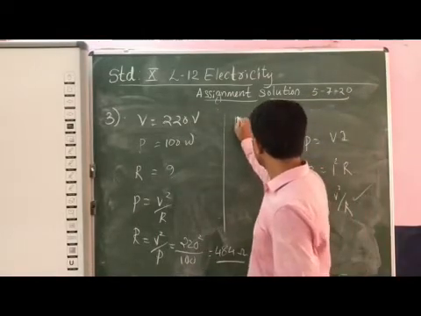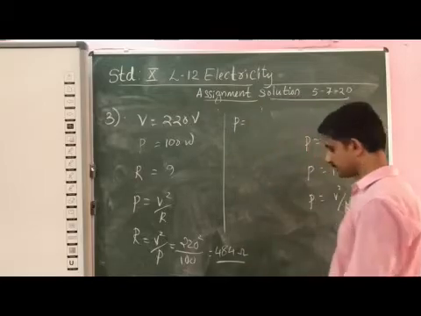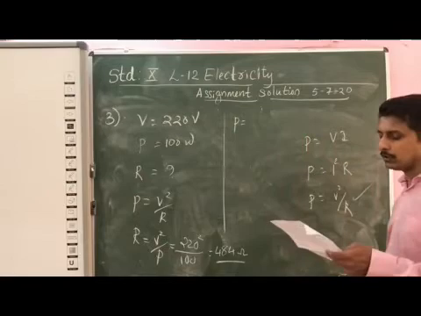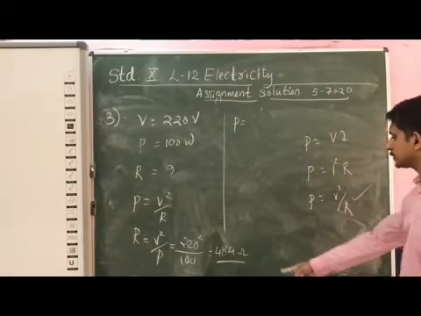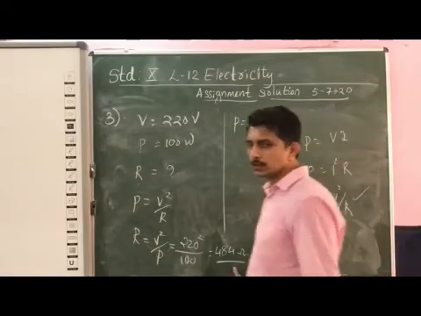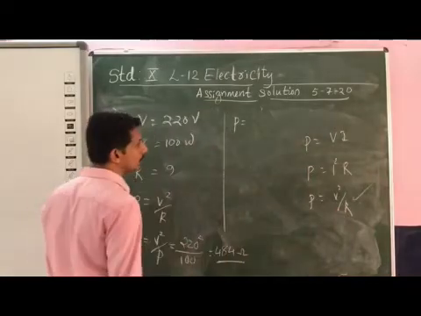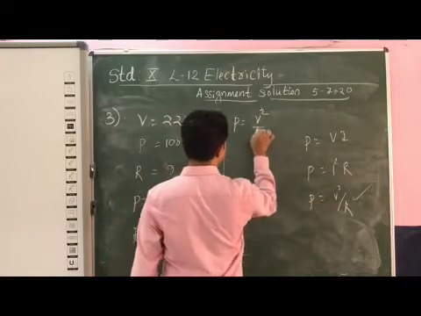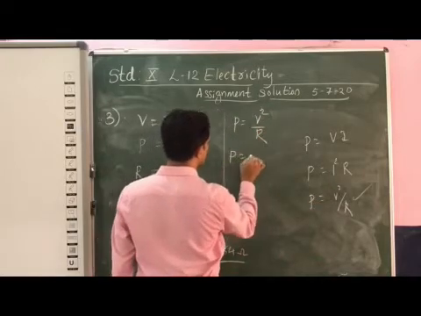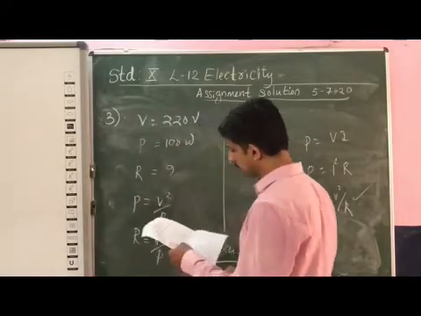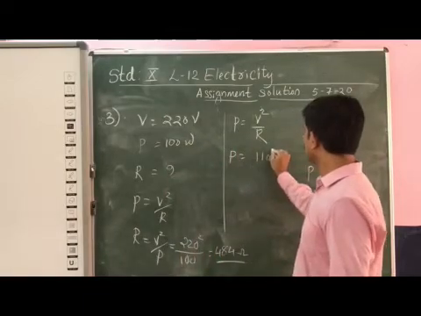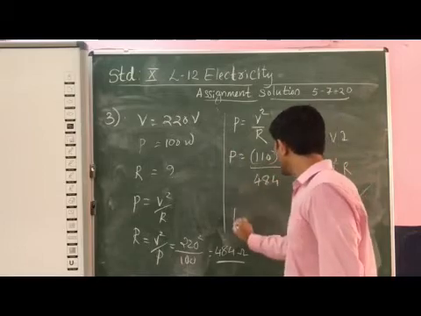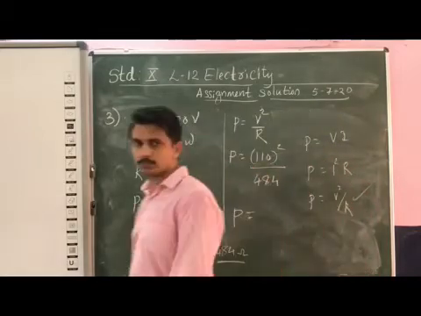So in that case, we have to calculate the power. When it is operated on 110 volt, how much power will be consumed? Resistance is there, voltage is there, so we can calculate the power: P is equal to V square by R. The voltage is 110 volt, so 110 square divided by 484. You can calculate this value and you will get the answer.